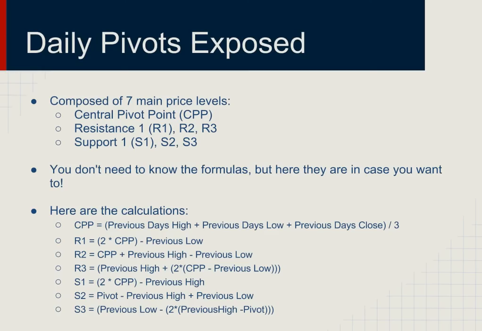R1, so first level of resistance, is 2 times the daily central pivot point minus the previous day's low. So let me repeat that, it's 2 times the central pivot point, so 2 times the price which we get from the initial calculation, minus the previous day's low. And you can see R2 and R3 calculations as well. I'm not going to go through those.